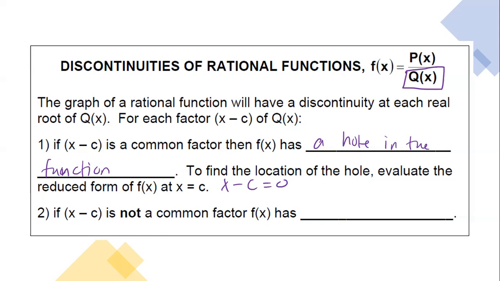Okay. If x minus c is not a common factor, f of x has a vertical asymptote.